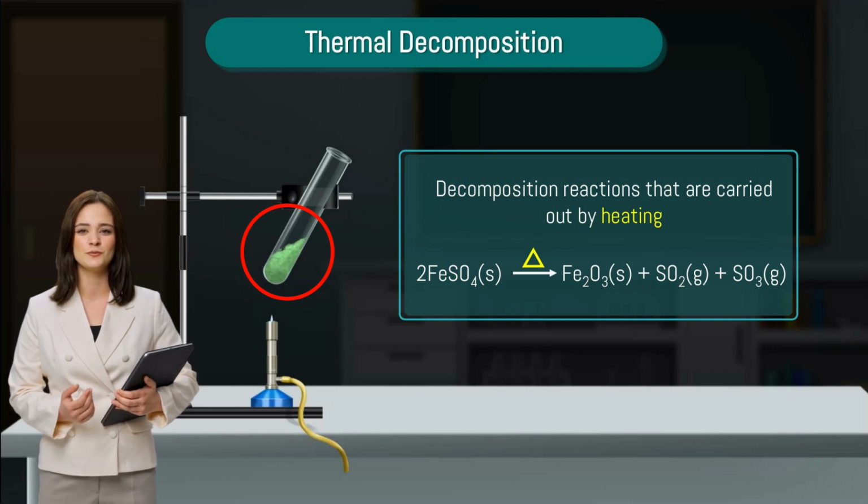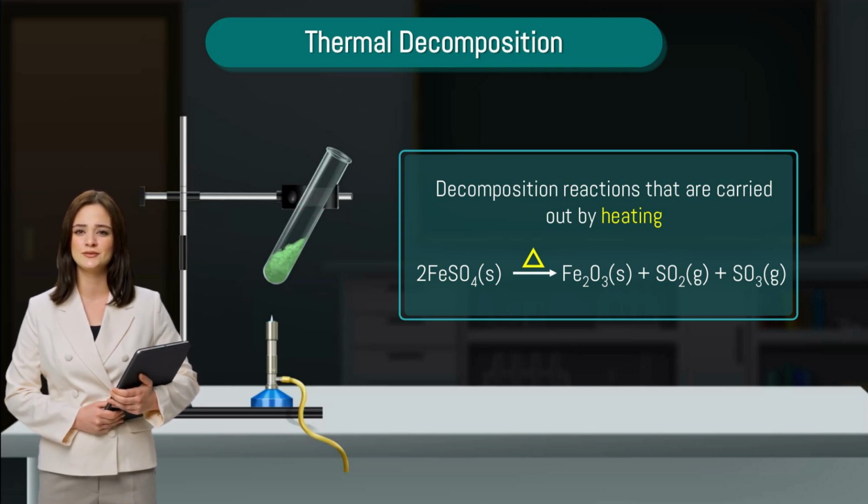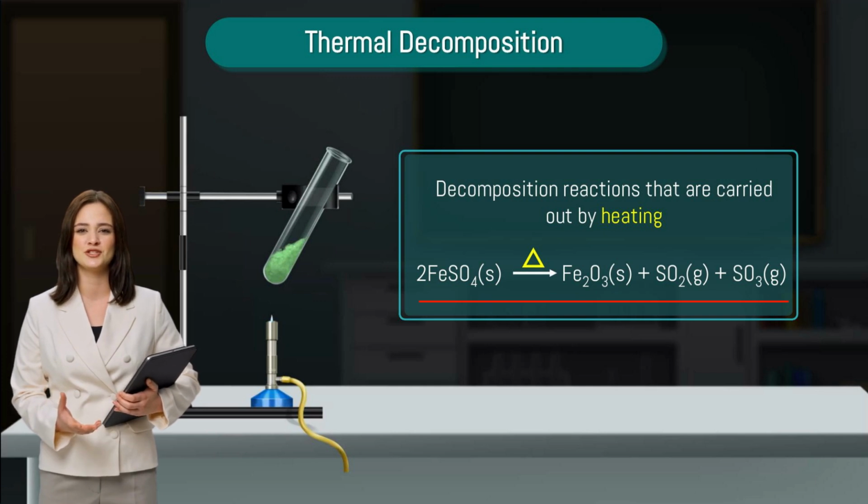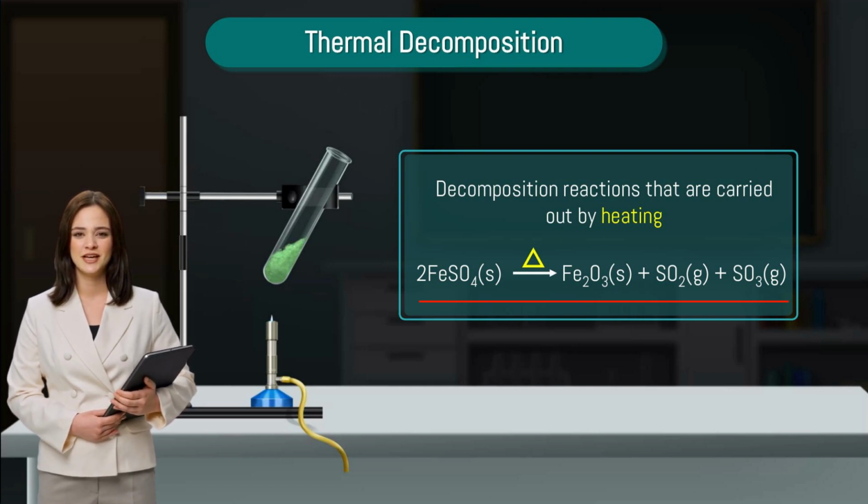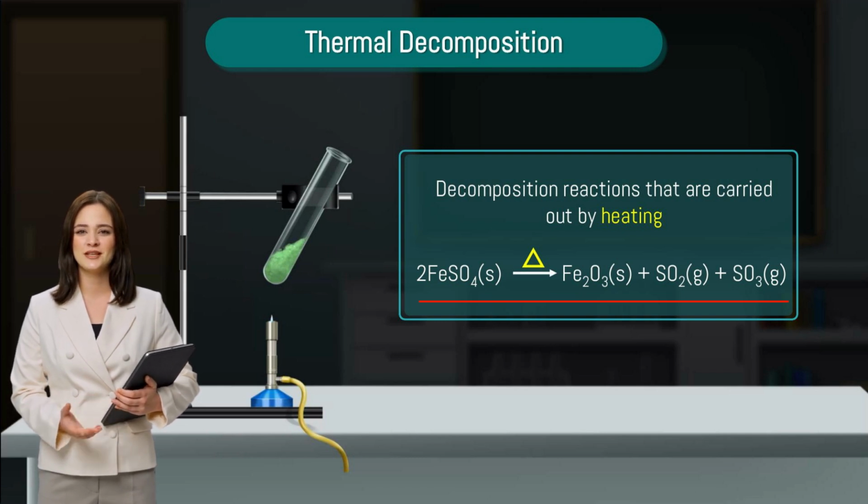The products formed are ferric oxide, written as Fe2O3, which is a solid substance, along with sulfur dioxide gas, SO2, and sulfur trioxide gas, SO3. The balanced chemical equation is 2FeSO4 on heating gives Fe2O3 plus SO2 plus SO3.